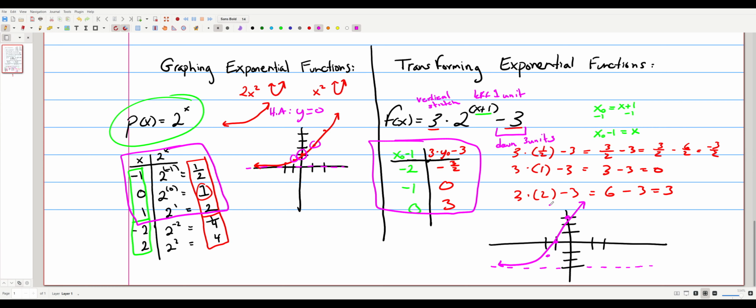Now, hopefully your sketches are a little better than mine, but for the most part, this is what I'm looking for. 3 points, the parent function table, the new function table, and then the transformations. So where does this point move? Where does -1, 1/2 move? Well, it moves to -2, -3/2. And if you can come up with 3 points for me for the parent function and for the transformed function, that's basically what I've been looking for all semester, and it won't change here.